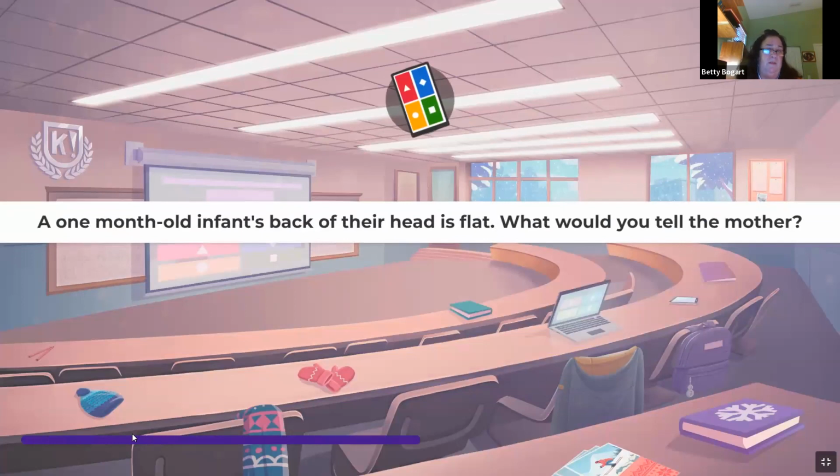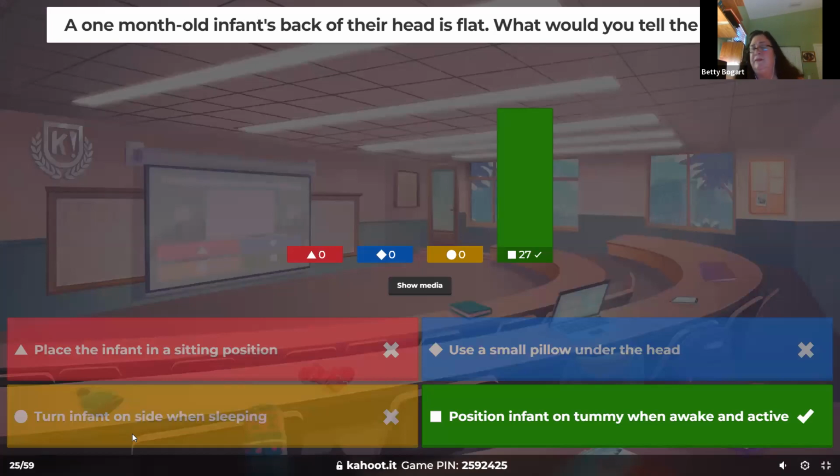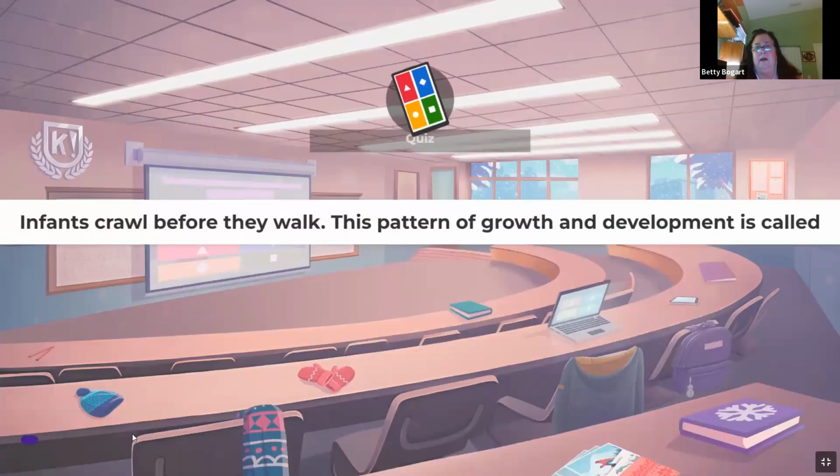A 1-month-old infant, the back of their head is flat. What would you tell the mother? So this is normal because of back to sleep. Again, put them on tummy time when they're wide awake and alert, and that will help the head because their skulls are still very soft and pliable, and they'll go back.